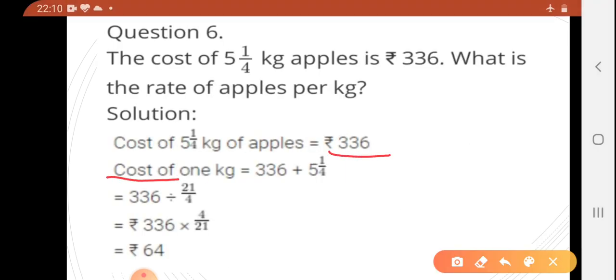The cost of 5 whole 1 upon 4 kg apple is 336. Now cost of 1 kg is 336 divided by 5 whole 1 upon 4. So 336 divided by 21 upon 4, that is 336 into 4 upon 21, that means 1 kg apple is costing rupees 64.